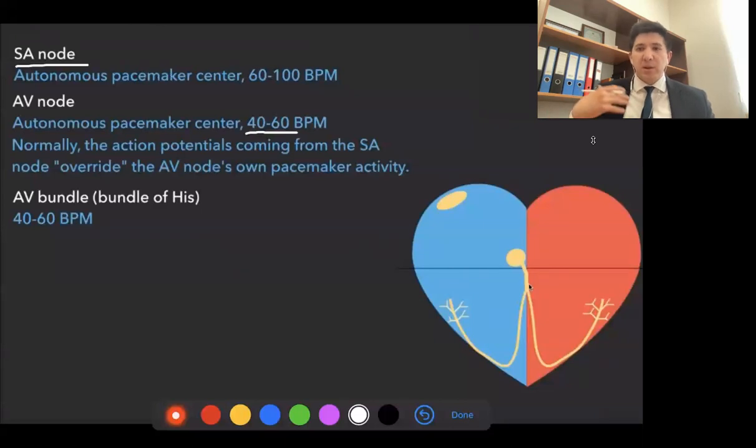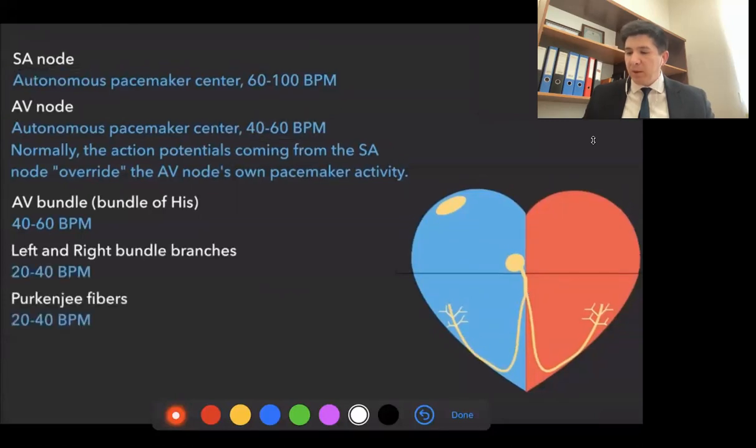So if something happens so that the action potential is not received by the AV node, it is possible that it will create the beat by itself. The AV bundles are able to create beats between 40 to 60 BPM. The left and right bundle branches are able to create 20 to 40, and the Purkinje fibers are also able to create beats between 20 to 40 beats per minute. So this is how the action potential, or the electricity, is conducted through all of the parts of the heart. And we would like to trace this.